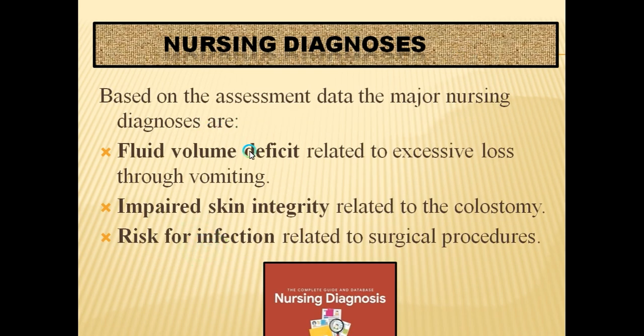Okay, nursing diagnosis is fluid volume deficit related to excessive loss through vomiting. The child can have even vomiting. Okay, because of the abdominal distension, the child may even vomit. Then impaired skin integrity related to colostomy. I have shown you the diagram. Around the stoma, the skin was looking very red, and there is risk of infection related to surgical procedures.